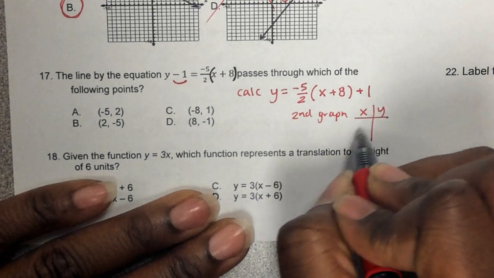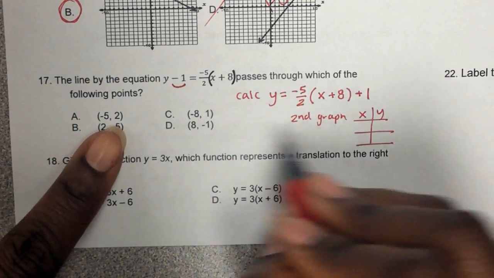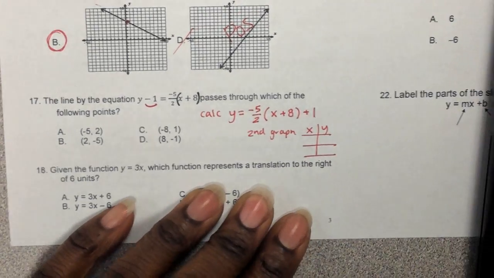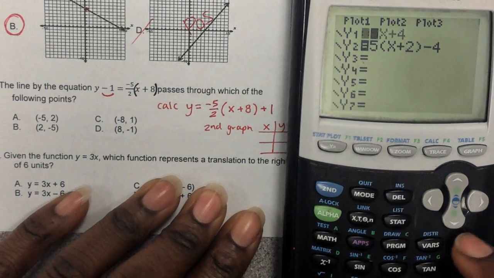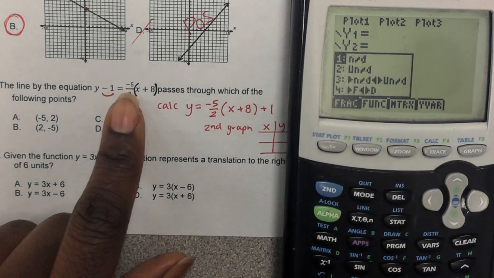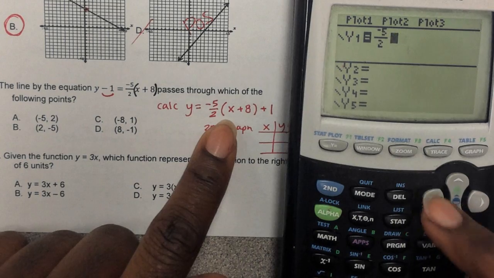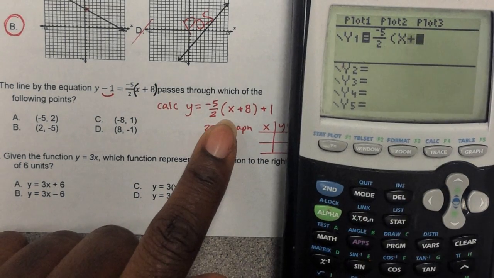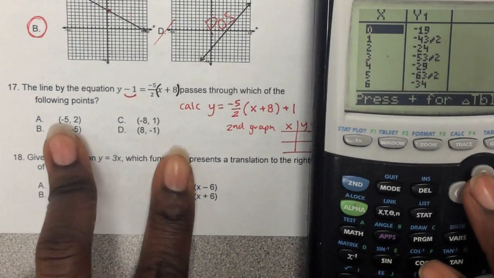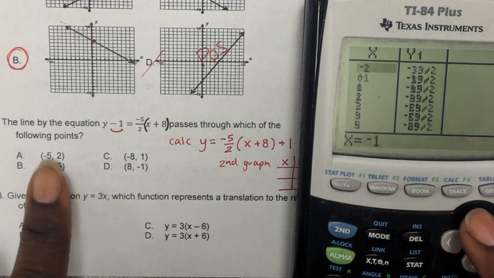look in the table for one of these points. One of these points should be in that table somewhere. Let me show you. All right, so I'm pressing alpha y equals, so I can put in my negative 5 and 2. X, don't forget parentheses, x plus 8, then plus 1. Press second graph. Which one of these points is in the table? I'm going to let you look at it. I'm not going to say anything. I'm just going to let you look at it.